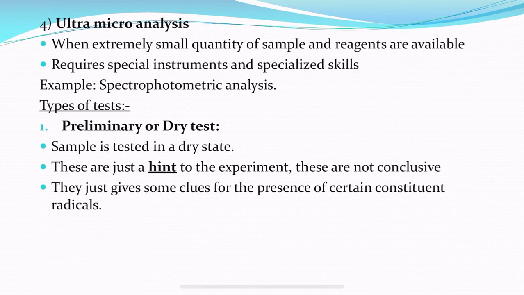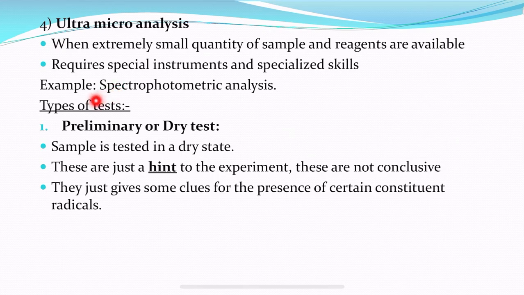And the fourth type of qualitative analysis we do based on the sample size is ultra micro analysis. This technique is used when we have extremely small quantities, compared to all the three other qualitative analyses, of sample and reagents. Then we employ ultra micro analysis. This method requires special instruments and specialized skills.